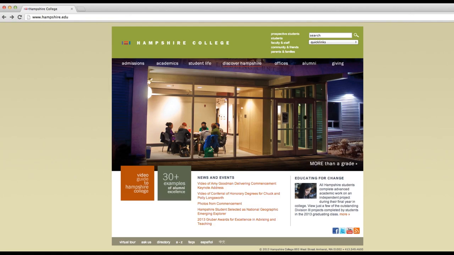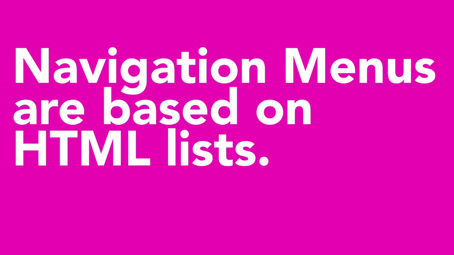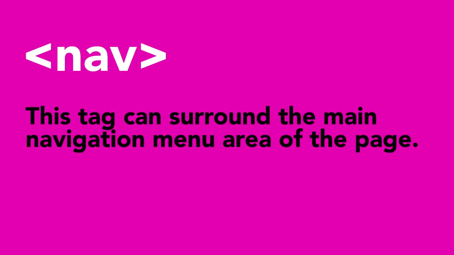Almost all web pages have a header. As it turns out, one of the new HTML5 tags is header. You can use this tag more than once on a page, but for now let's think about it as the main header. Any website with multiple pages is going to have a navigation menu. These are often based on HTML lists, which you can learn more about below. Structurally, the tag to use for the main navigation is nav, N-A-V.